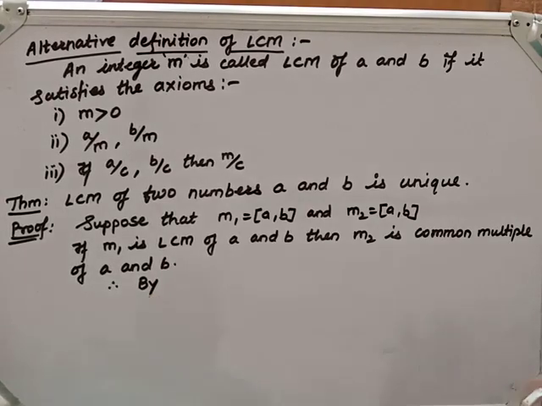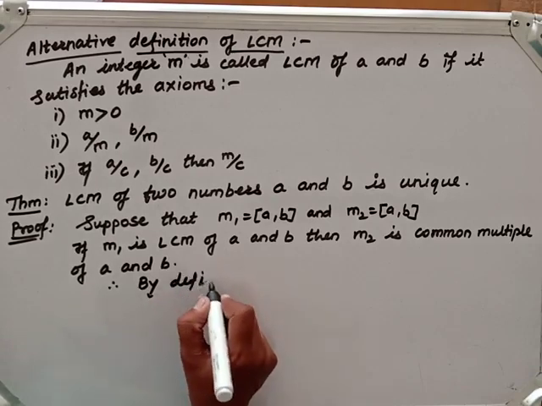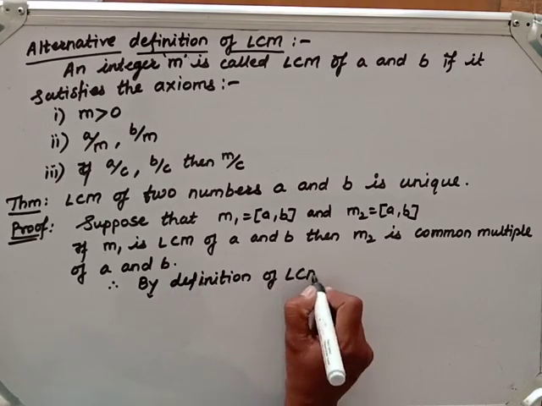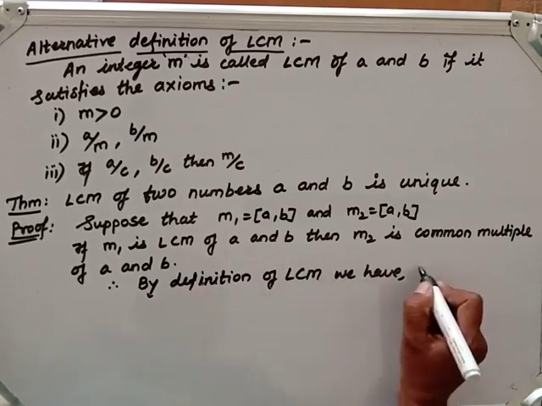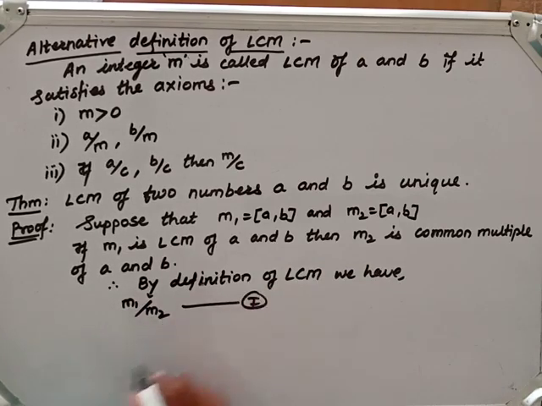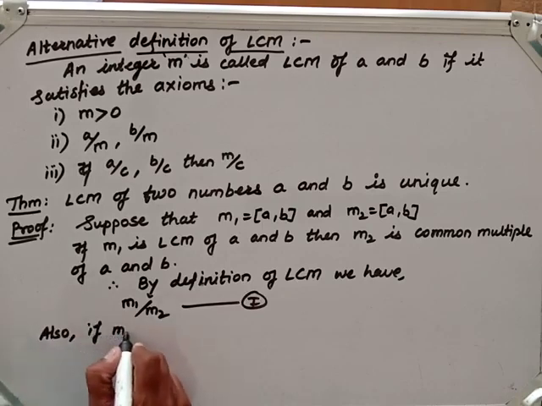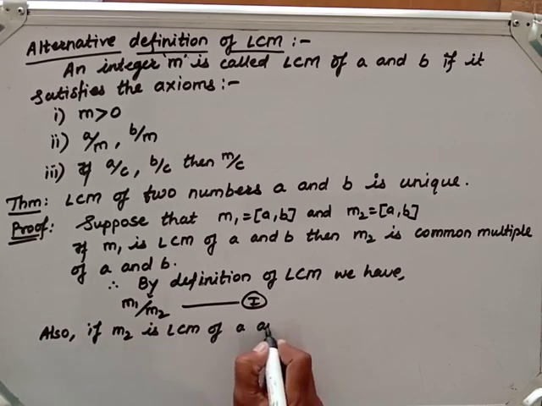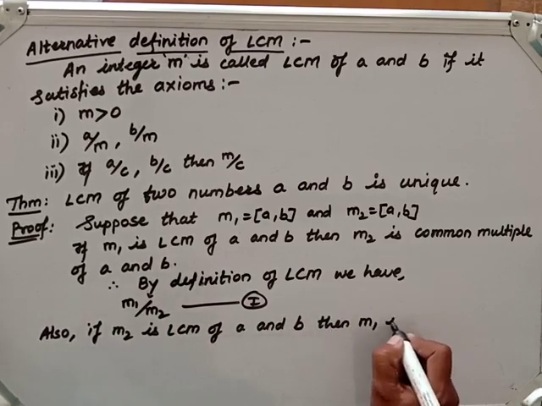So by definition of LCM, we have M1 divides M2. Call it equation number 1. Also, if M2 is the LCM of A and B, then we will assume M1 is a common multiple.